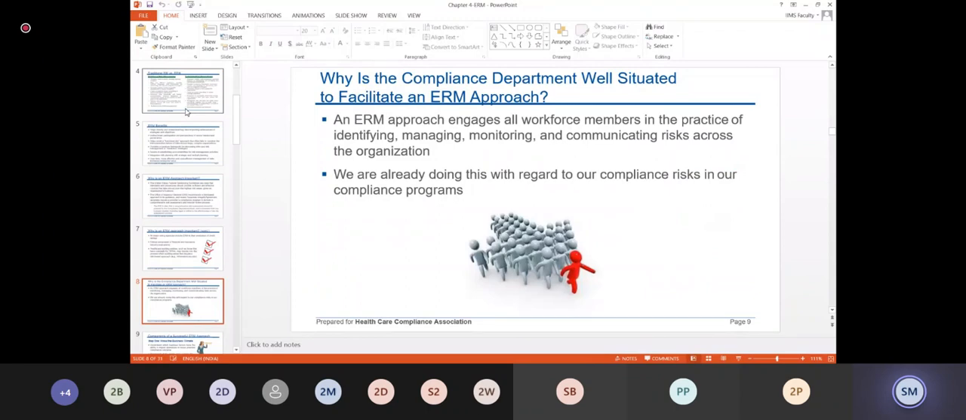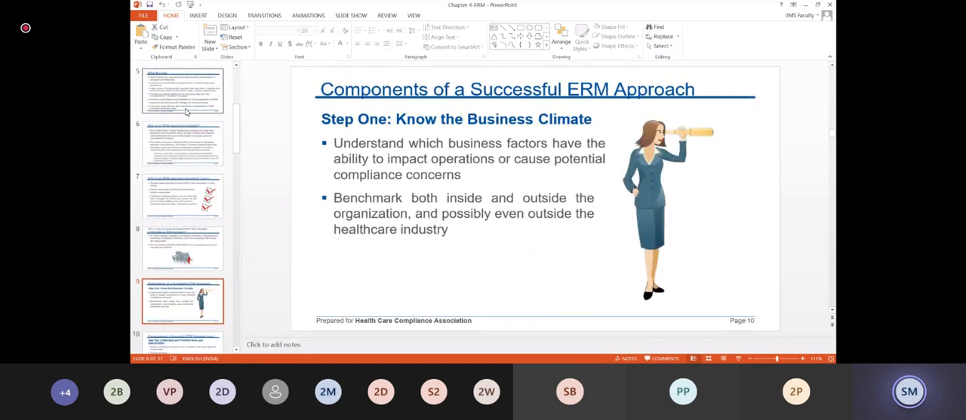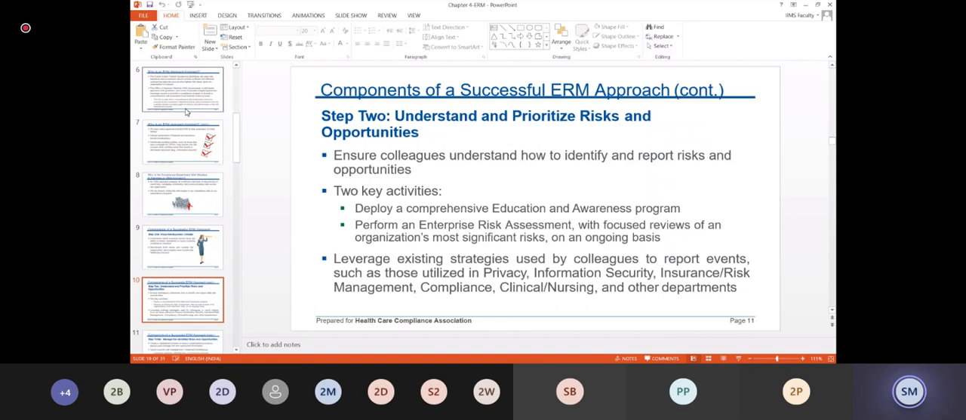Then why is the compliance department well situated to facilitate the ERM approach? Compliance department, why is there a need? Then components of a successful ERM approach, that is the process of ERM. What is the process of ERM that we are discussing? So step 1, know the business climate, already we discussed. Then second step, understanding priorities, risks and opportunities.